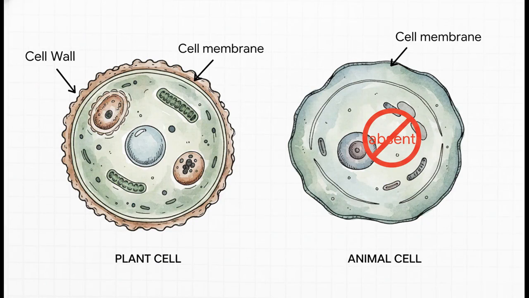Okay, let's get into the nitty-gritty. The first and most obvious difference you'll see right away is the outer boundary. See that thick, extra layer on the outside of the plant cell? That's called the cell wall. And if you look over at the animal cell, it's just not there. This wall gives the plant cell a fixed shape and protects it, which is something a stationary organism really needs.